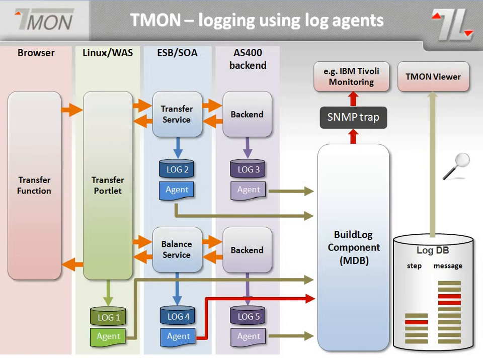The end will be that sooner or later, it calls this service named balance service, and that will give an error. The error gets out to the log. The agent reads the log, and sends it to this build log. As a result of this, we are marking with red the rows in our database that refer to an error.